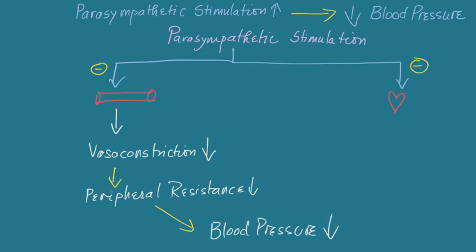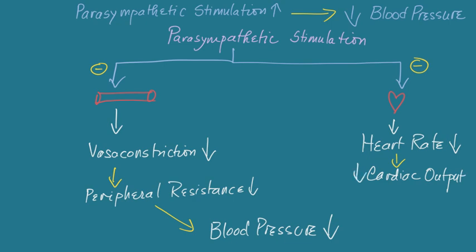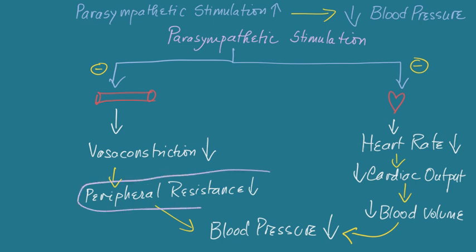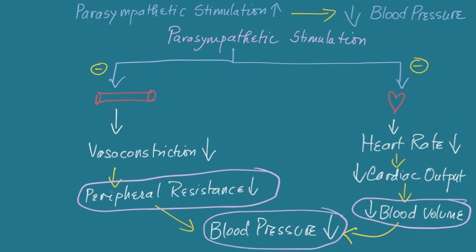Now for the heart. The parasympathetic stimulation lowers the heart rate. It does not have much effect on the contractility, but it does lower the heart rate. When the heart rate goes down, the cardiac output goes down as well. When the cardiac output decreases, blood volume decreases. When blood volume decreases, blood pressure decreases. So there we have it again: peripheral resistance and blood volume influencing blood pressure.